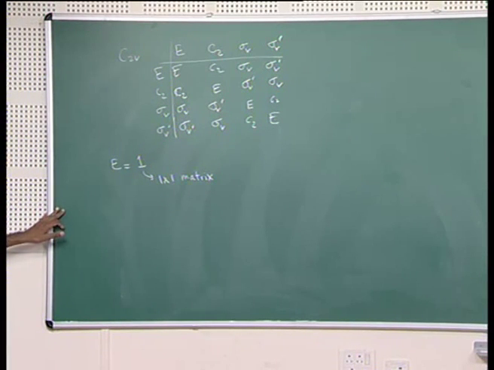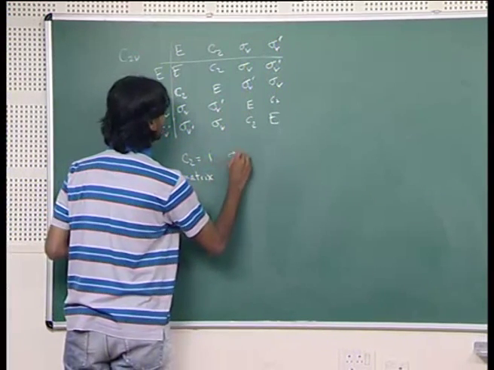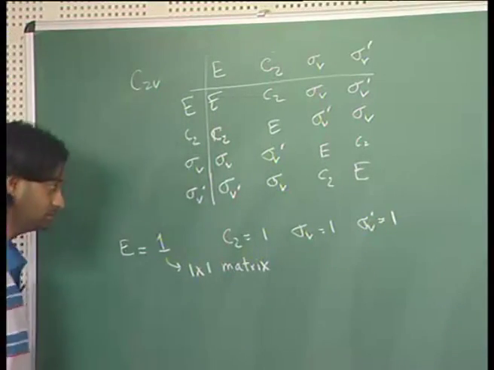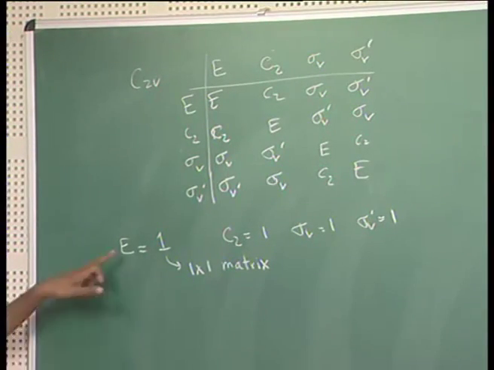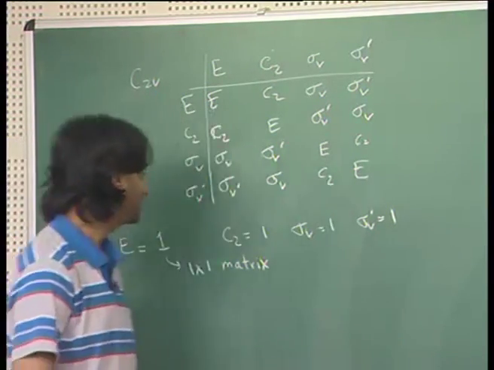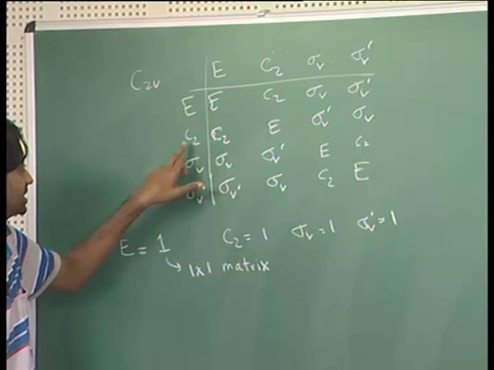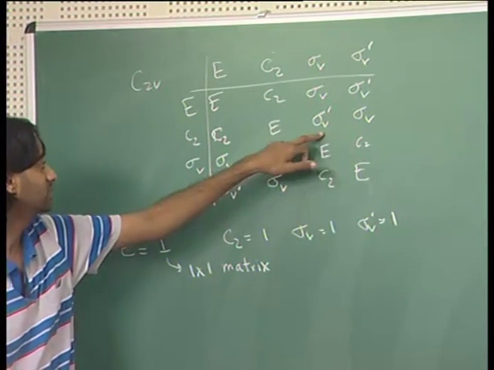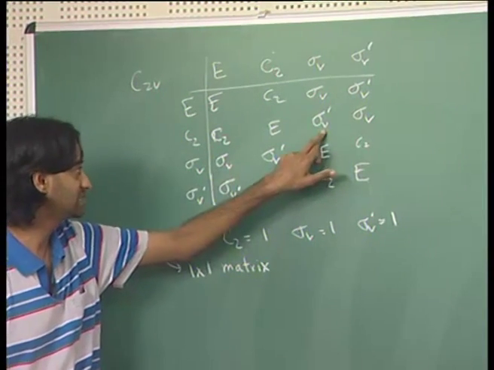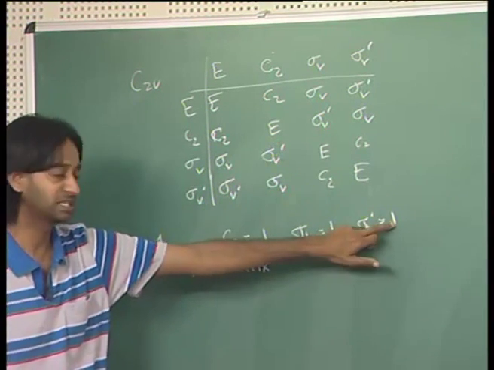Okay. E is 1, C2 is 1. So, if E equal to 1, C2 equal to 1, sigma V equal to 1, sigma V prime equal to 1, then you can clearly see that if I take C2 times sigma V prime, that will be E times sigma V, which is sigma V prime, and the representation of sigma V prime is 1.